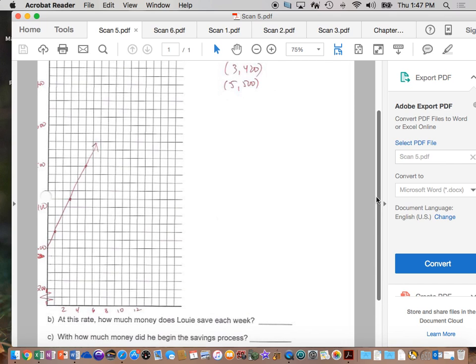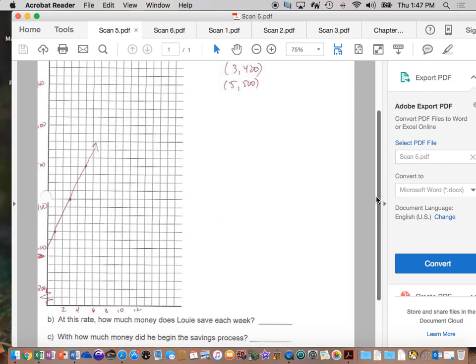Okay, the 2 points are (3, 420) and (5, 500). So here is (3, 420), (5, 500). I draw the line connecting it. Notice I do not put an arrow on the left end of this line because I cannot go into negative weeks. How much money did he begin his savings process? That would be 300. And how much does he save each and every single week? Let's see, he goes up $10 a week.